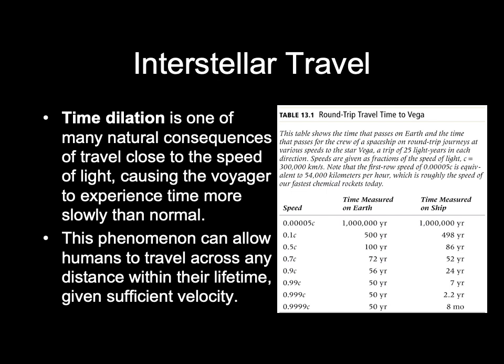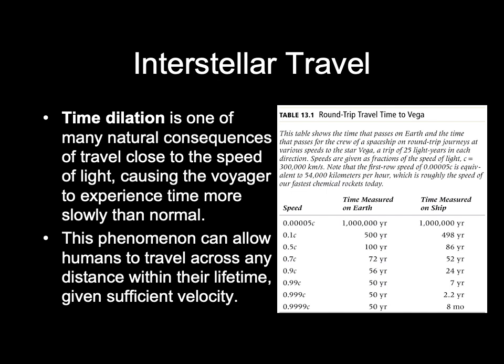So the table here is called round trip travel time to the star Vega, which is the brightest star up in the constellation Lyra. And the speed in the left hand column, the little letter c there means the speed of light. So we have 0.1 c would be 10% the speed of light, for example. Whereas if you're going really, really slow, at that top speed that we have, you would take a million years to get to the spacecraft.